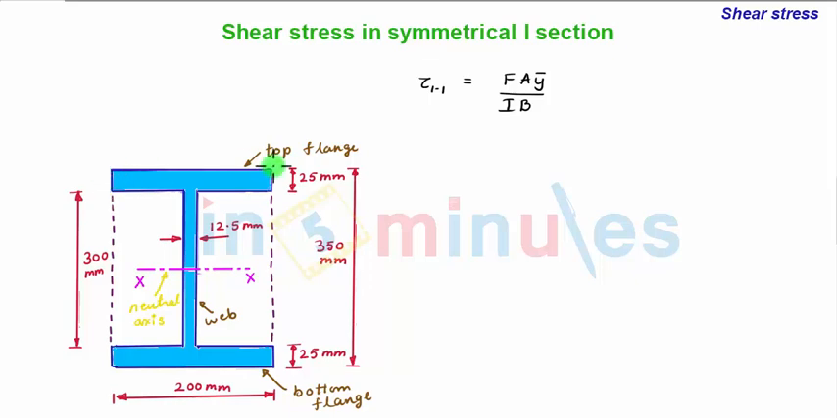Now since a given I section is symmetrical about the centroidal x-axis, the moment of inertia of the whole cross section about the neutral axis, or centroidal x-axis, is equal to the moment of inertia of this bigger rectangle of width 200 mm and depth 350 mm, minus the moment of inertia of these two small rectangles, whose centroidal axis is again passing through the centroidal axis of the total section.